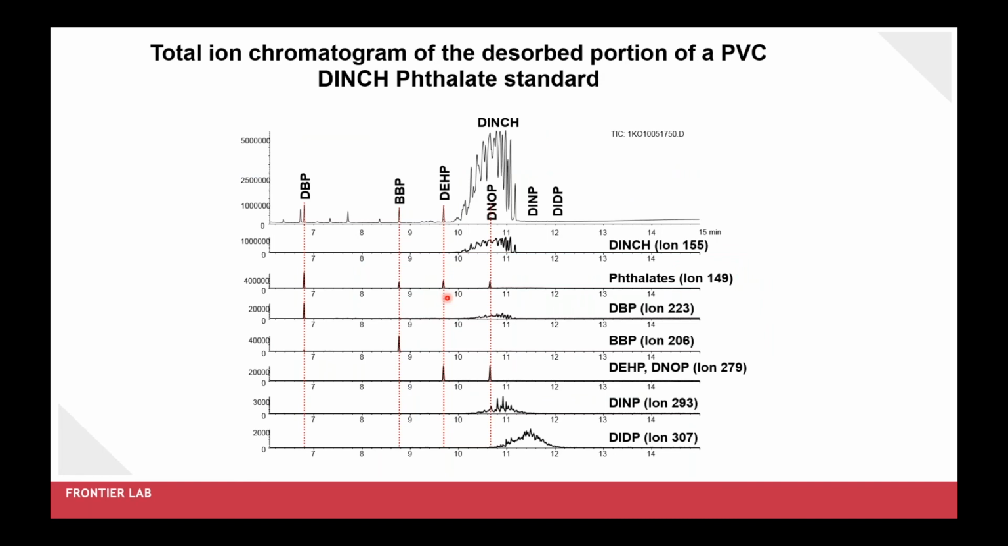So this is an example of the total ion chromatogram on the top, and then of course the extracted ion chromatograms for each component of interest, along with the mass to charge for that particular component. And you can see that some of the phthalates are a single compound, while other phthalates are actually a distribution, as the ester chain can have a range of isomers. So that's the case here of the DINP and the DIDP.